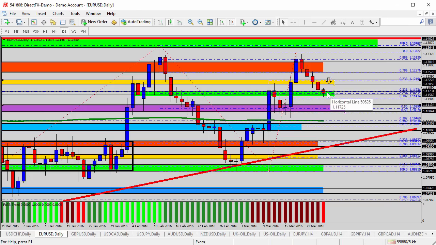Support is now seen at the green zone. Yesterday and now today it has found support there, but this area right here, where the candle bodies found resistance between 111.55 and 111.75, is important to note as well.